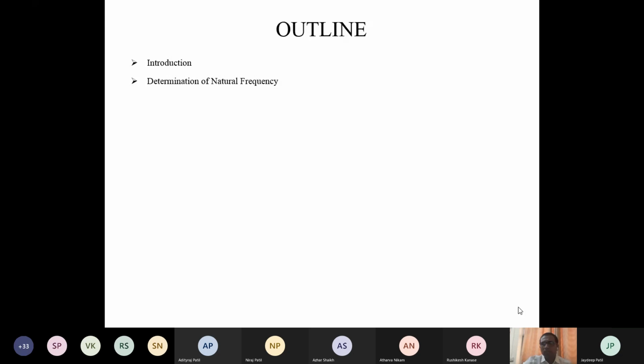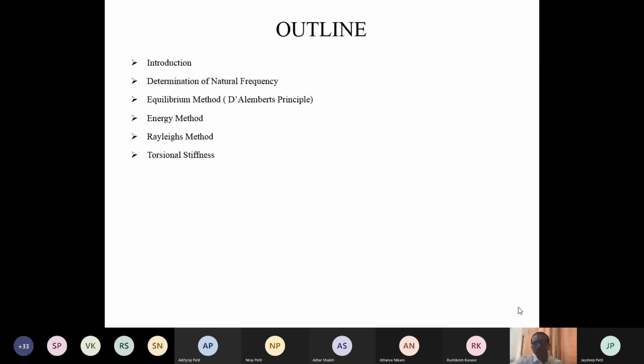Now, there are four methods we will see. The first method is the equilibrium method, or you can say D'Alembert's principle. Next is the energy method, Rayleigh's method. And the last one is the torsional stiffness. Now, what is meant by torsional stiffness? These are the various points covered in this topic. And lastly, we will see the numericals to find out the natural frequency of the vibrating system.